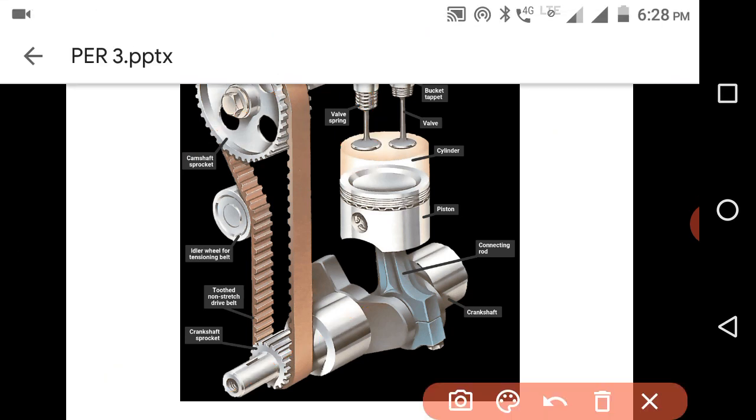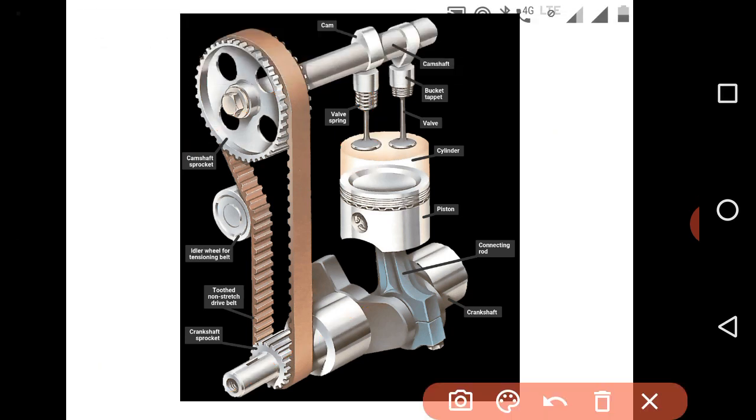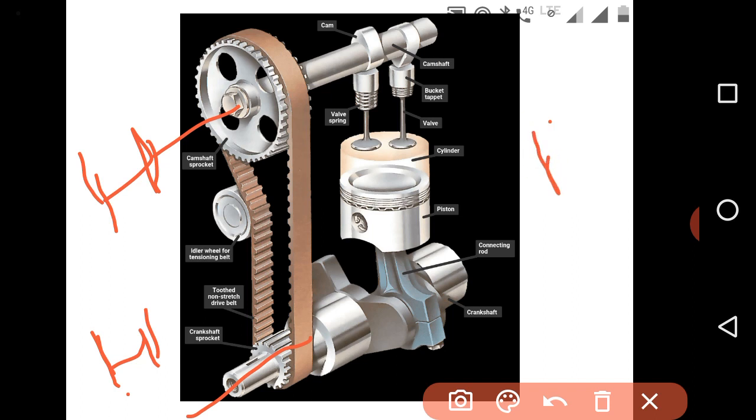Now the second case. The crankshaft is rotating at a higher speed, and as it moves at the higher speed, the camshaft will rotate at a higher speed. So the time of dwelling will be lower. This is the lift of the cam and this is the dwelling of the cam. So this dwelling time will be lower at higher speed.